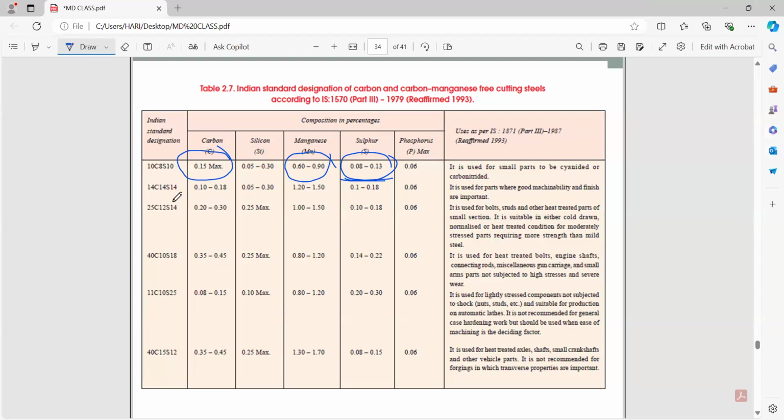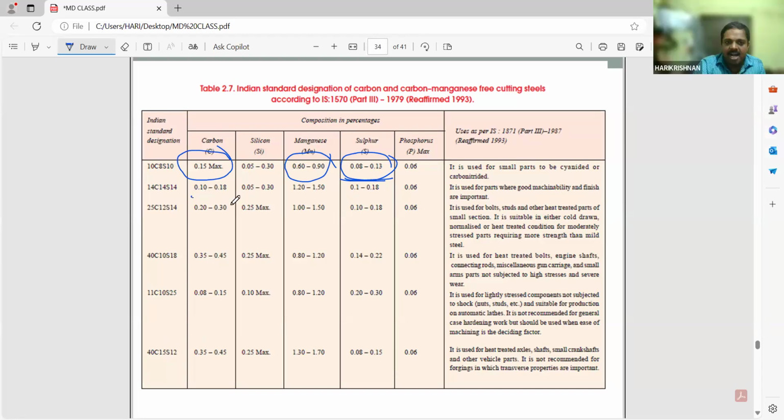Okay. 14C14S14 means carbon content is 0.1 to 0.18, manganese content is 1.2 to 1.5, sulfur content is 0.1 to 0.18. 25C12S14 means 0.2 to 0.3 will be its carbon content, its manganese content is 1 to 1.5, sulfur content is 0.10 to 0.18. 40C10S18 means carbon content is 0.35 to 0.45, then manganese content is 0.8 to 1.20 and sulfur content is 0.14 to 0.22.